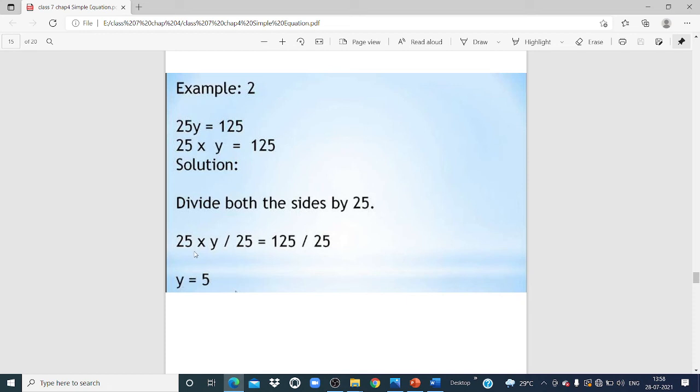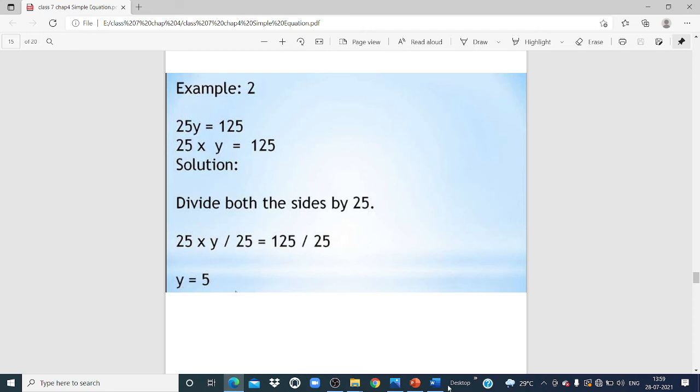So how will it be? 25 into y divided by 25 is equal to 125 divided by 25. So here the 25 gets cancelled. Y is equal to 5. Clear? So what is the solution of this given example? Y is equal to 5. Yes? Everyone understood how to solve this example?